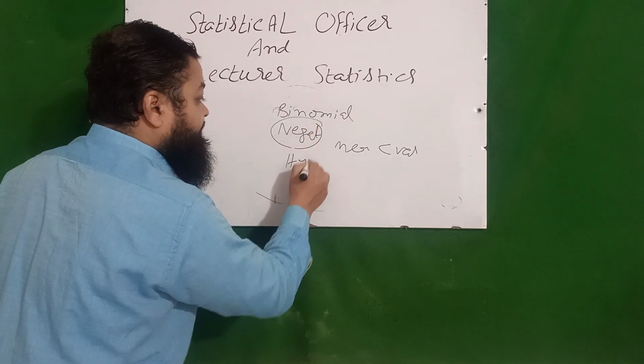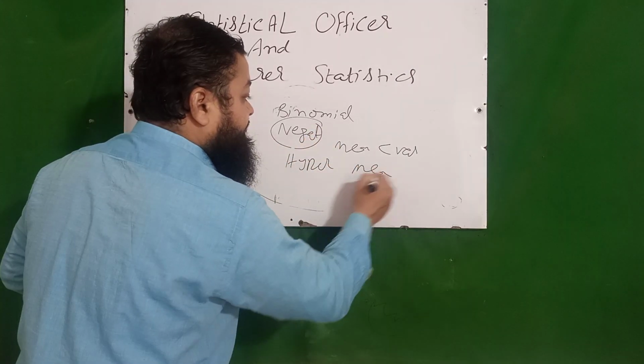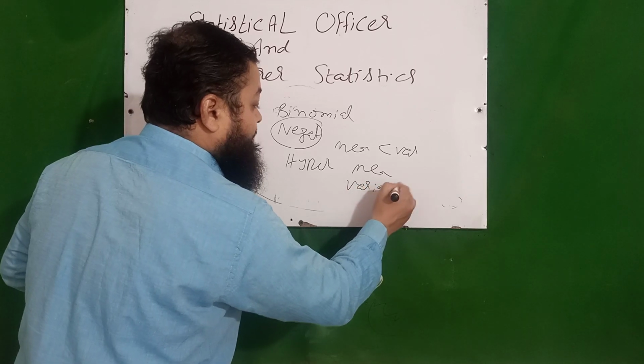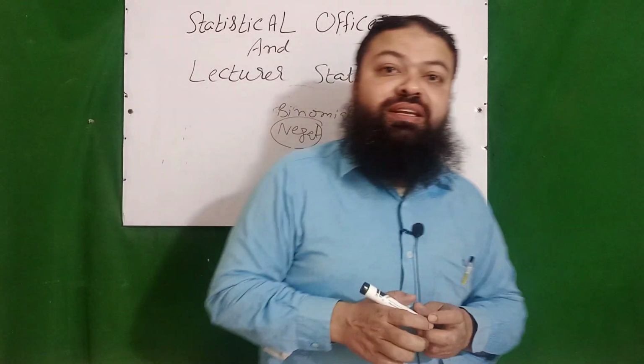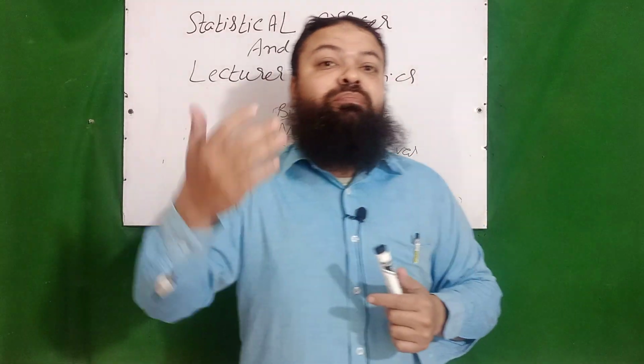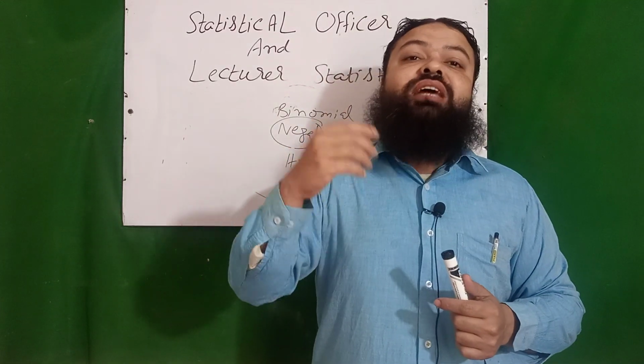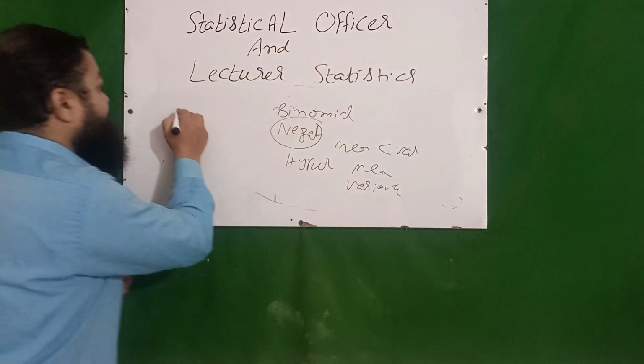Then the hypergeometric distribution, its mean, its variance, its 4 properties. It is used for sampling without replacement. What is K1, what is K2, what is beta 1, all these concepts you will have to learn. Then the Poisson distribution.